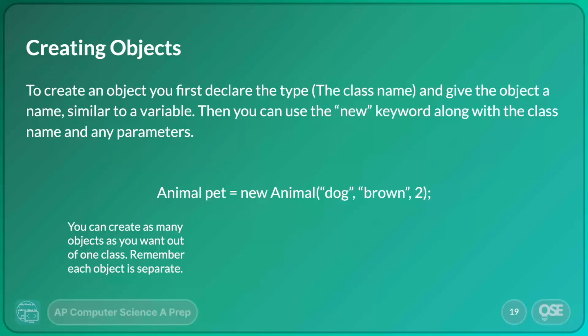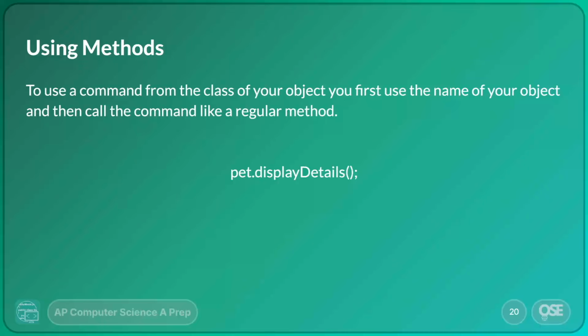You can create as many objects as you want of one class, but remember, each object is considered a separate entity. To use a command from the class of your object, you first use the name of your object, in our case pet, and then call the command like you would a regular method. In this case, if we wanted to display the details of our pet object, we could use pet.displayDetails, as displayDetails is a method declared in our class.